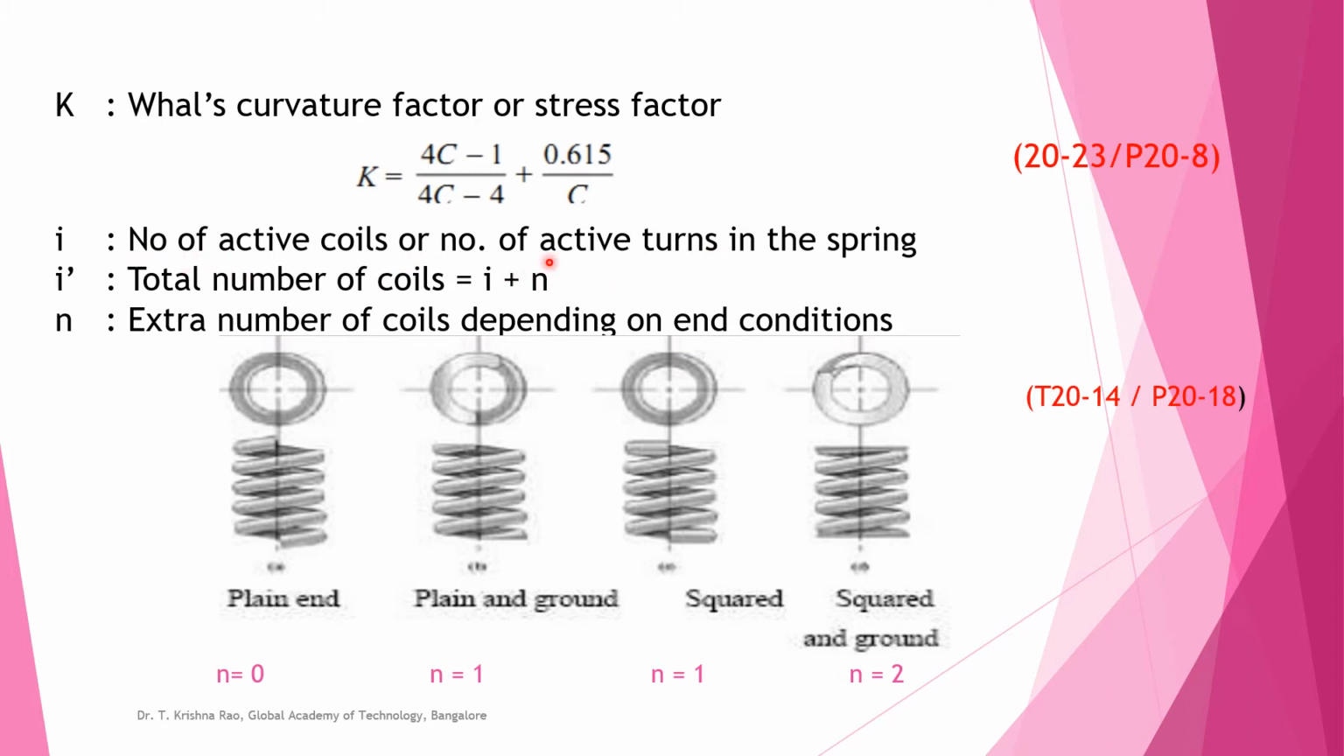i is the number of active coils. You should understand what an active coil is. That means there is something which is not active in the spring. If the springs are manufactured, this is the general, very commonly wound spring. The last coil and the first coil, you see, nothing has been done to them, so it is inclined here. When you apply load here, the load will not sit comfortably because there is a point contact here.